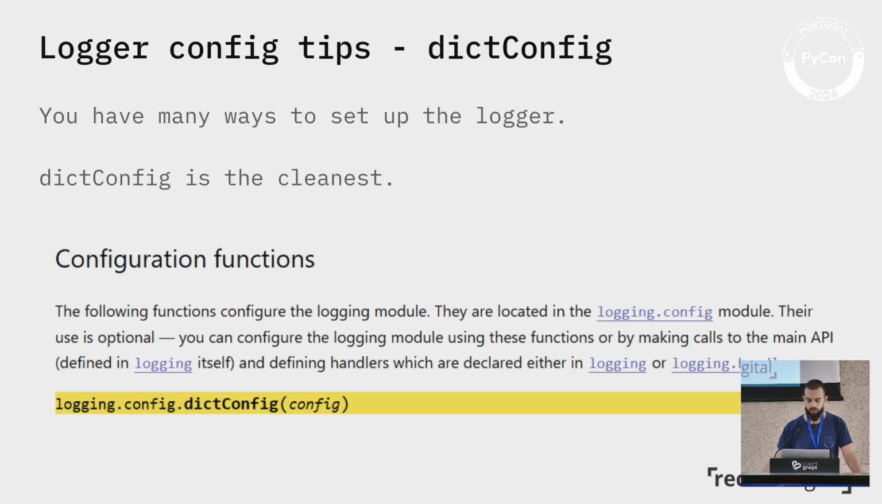I'll give you some tips later into how to square this circle and what it means in practice. For now, the first tip I want to give is to use dictConfig.